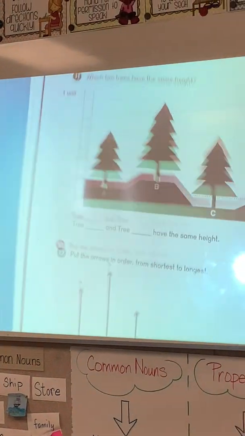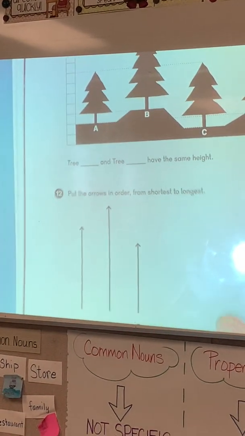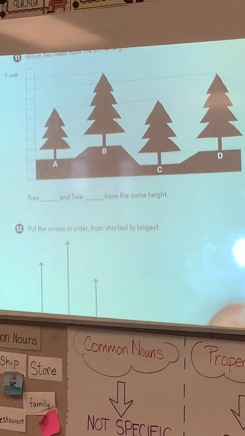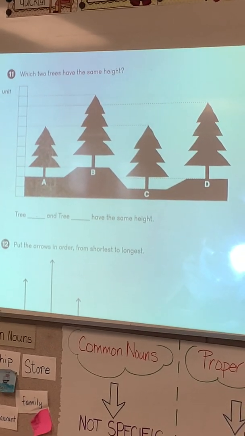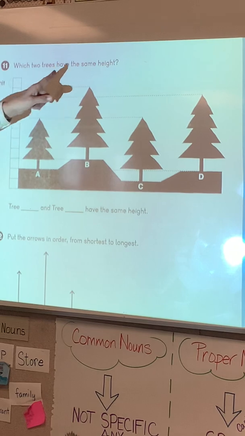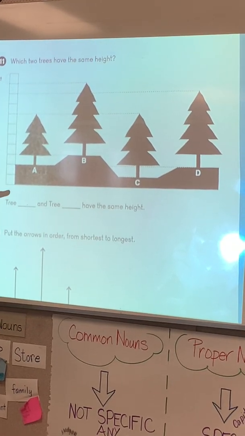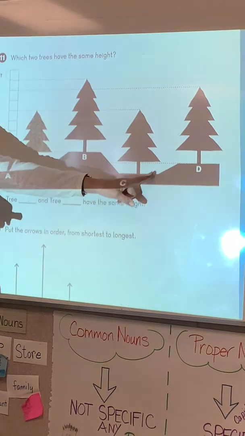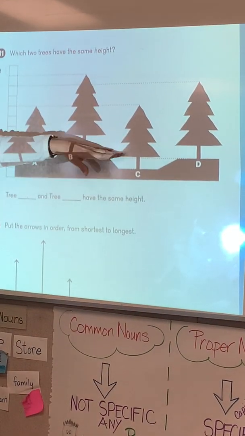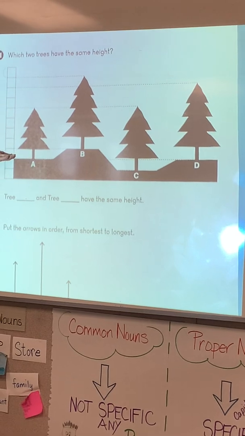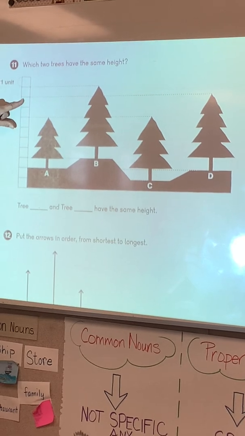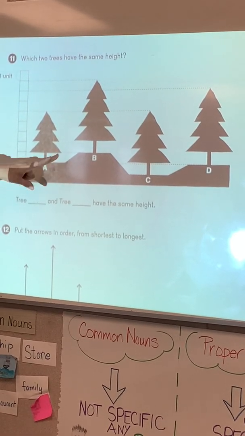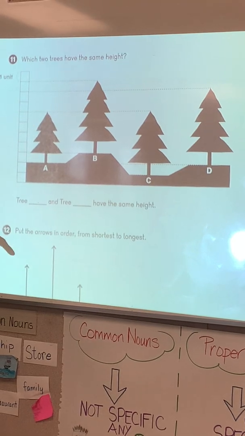And let's look at question 11, which is kind of a tricky one, but we're going to figure it out together. Okay, which 2 trees have the same height? Now this is tricky because, look at, the trees are not on the same level. They're not in the ground at the same place. So that means these are our units of measure. This is what we're going to use. And we're going to have to start at different points because the trees are in different places.